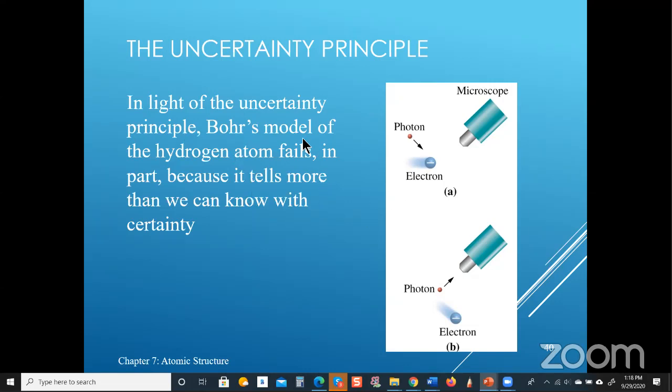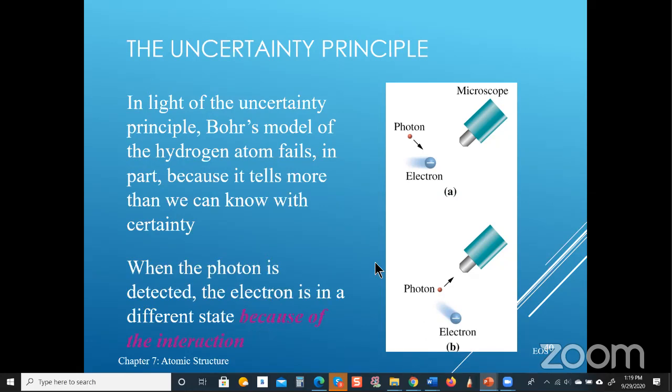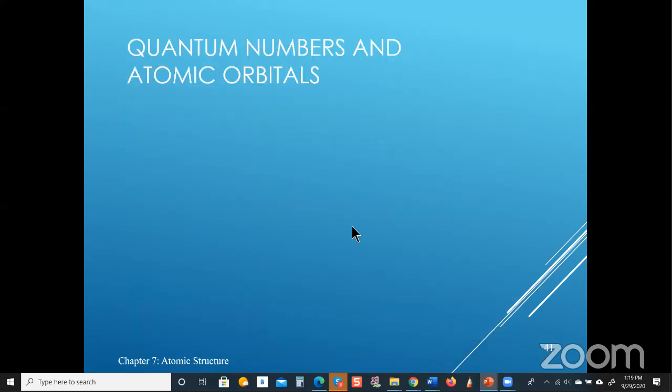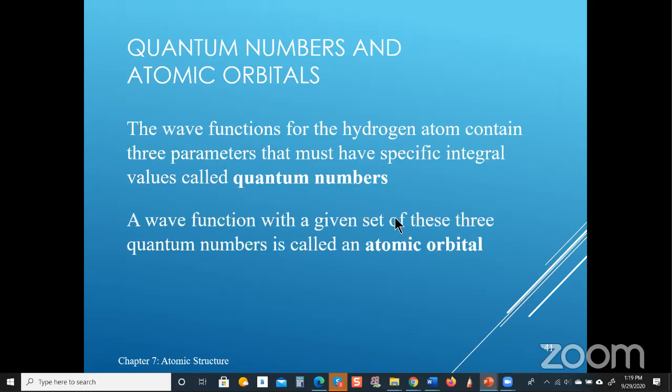But in light of this, the Bohr model fails, as I said before, because we cannot tell exactly where the electron is located in the atom. At best, what we can talk about is a region in space within the atom where the probability of finding the electron is more than 90%, all right? Okay, so this leads us now to the concept of atomic orbitals, all right? So basically we don't refer to electrons located in orbits, right? Instead, we refer to electrons located in atomic orbitals, all right?